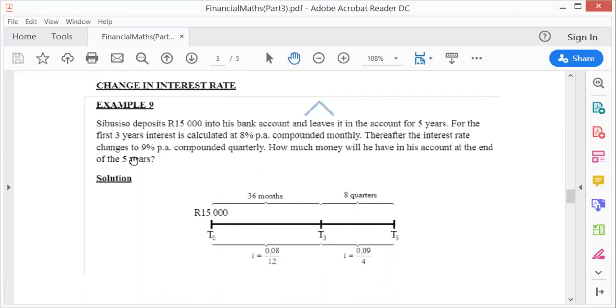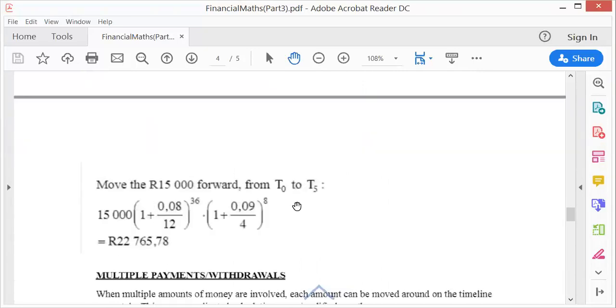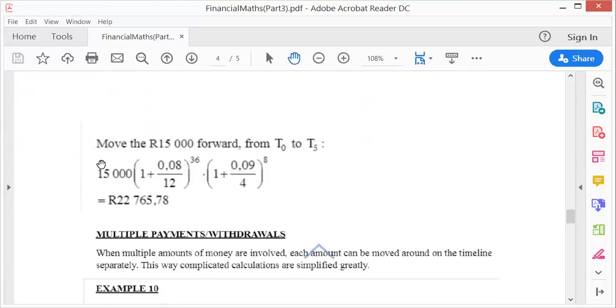Then the interest rate changes now to 9%. So from year 3 to year 5, it will change now to 9%. So it's 0.09 over 4 now, right? Is it clear, guys? And this time, not monthly, but quarterly. So how many quarters in a year? 4. So there you are. Remember, there's 2 years left. So therefore, 8 quarters. This was 3 years. So how many months? 36 months. I hope it makes sense now. So let's work it out now. So there you are. There's the first one, the first 3 years.